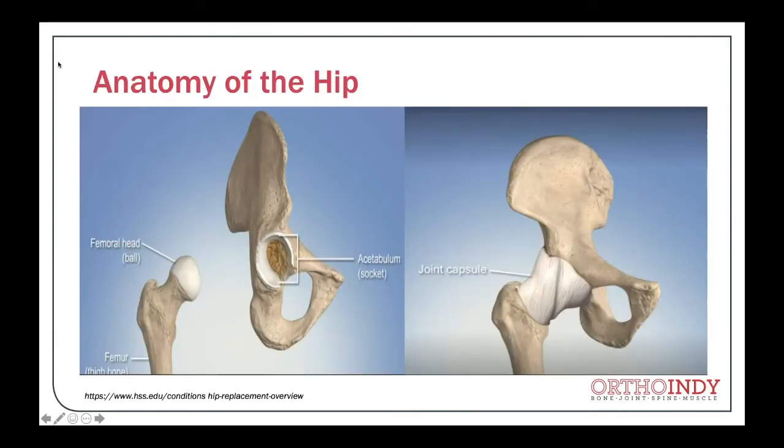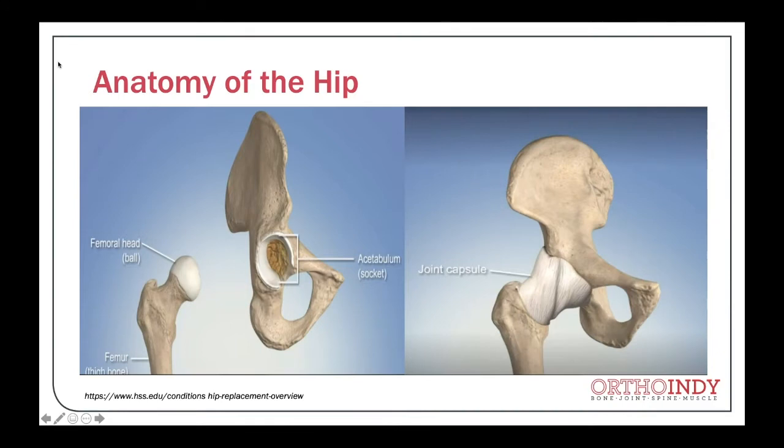So the hip is one of the body's largest joints. It's a ball and socket joint. The socket is formed by the acetabulum, which is part of the pelvic bone. And the ball is the femoral head, which is the upper end of the femur or the thigh bone. The bone surfaces of the ball and socket are covered with a smooth tissue called cartilage that cushions the ends of these bones and enables them to move freely and easily without much friction.